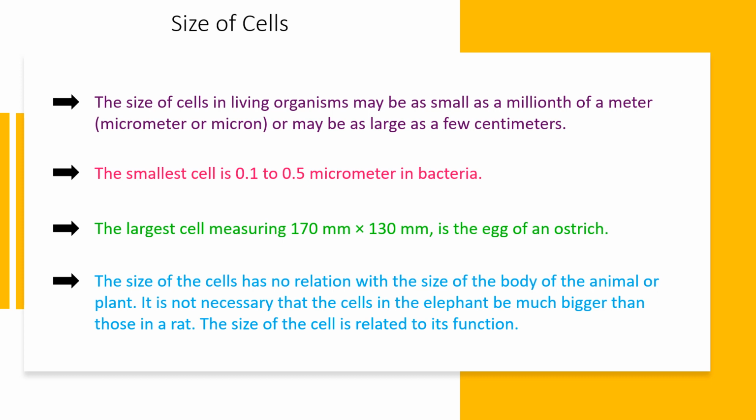The size of cells has no relation with the size of the body of the animal or plant. You can see an example of cells in the elephant. Elephant is much bigger than rat. So it is not necessary that all the cells in the elephant should be bigger than those in rat. Elephant also may have small cells, rat also may have big cells. It is not necessary to think like that. And the size of a cell is related to its function.